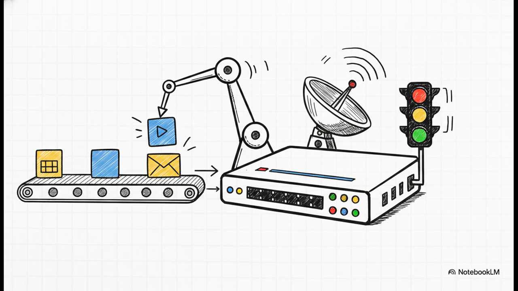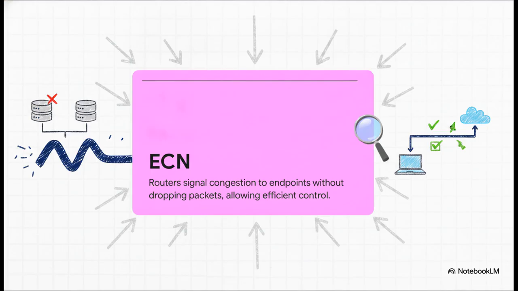And then there's congestion feedback, where transport layer protocols are actively listening to the network. If they sense packet loss or delays, they just automatically adapt their transmission rates. And this brings us to a really fascinating evolution in feedback mechanisms, explicit congestion notification, or ECN.